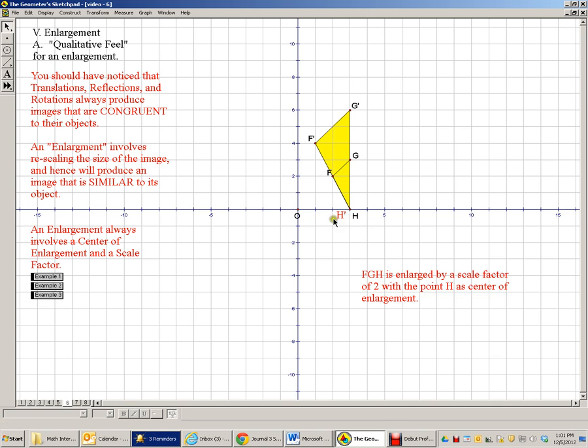Since the distance from the center H to the point H is 0, the distance from the center H to the image H prime is also 0, 2 times 0. The distance from the center H to G is 1, 2, 3. So the distance from H to G prime should be twice that. 1, 2, 3, 4, 5, 6, sure enough.